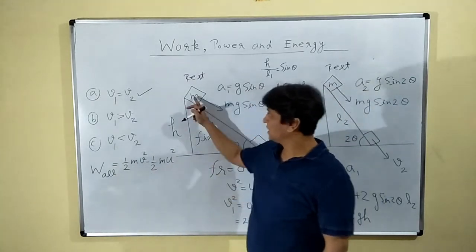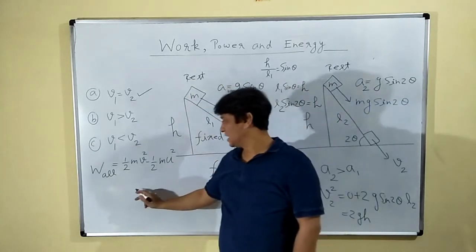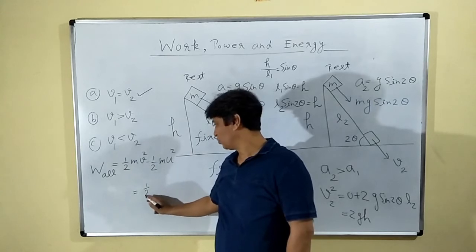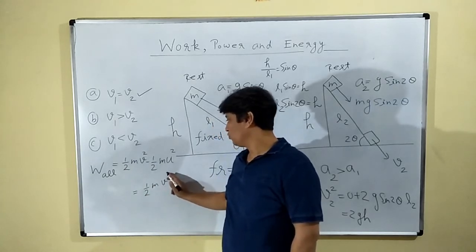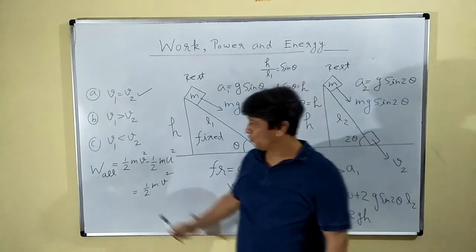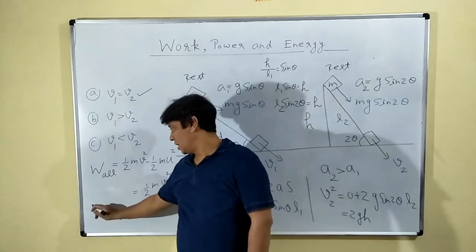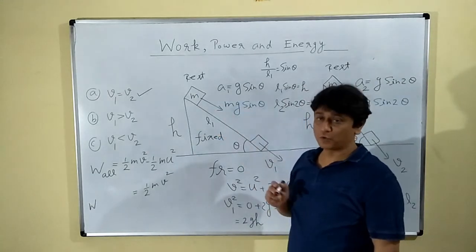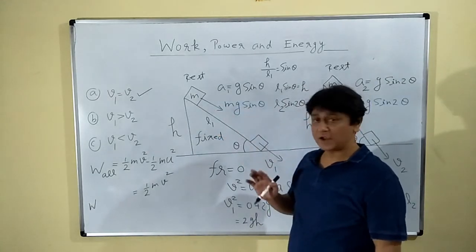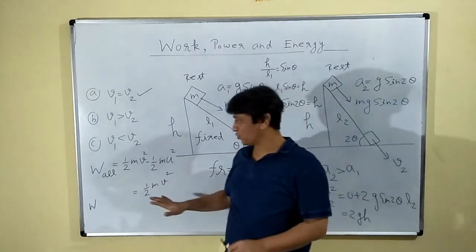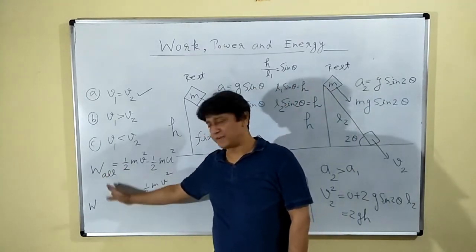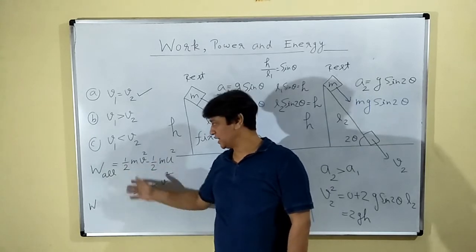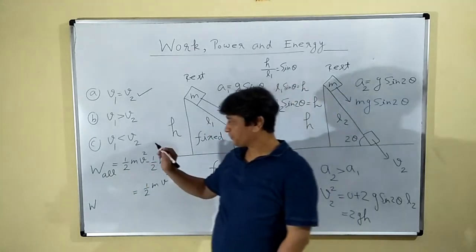We can see that initially object is at rest, and therefore this right hand side is simply what? Half m v square. Now, work done by all. How many forces are acting on this object? In fact, you can pause the video and you can write this left hand side part yourself and then come back and see कि आपने सही किया था या गलत किया था.